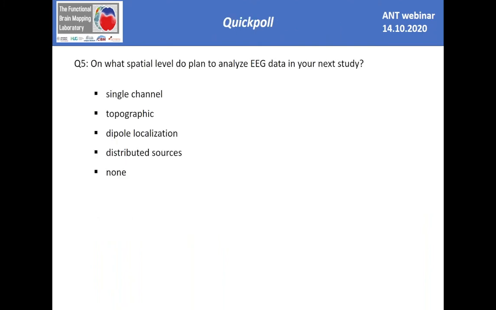Final question is, on what spatial level do you plan to analyze your next EEG study? Again, single channel, topographic, dipole localization, distributed, or don't you intend to do any? So maybe we can switch to the quick poll questions.